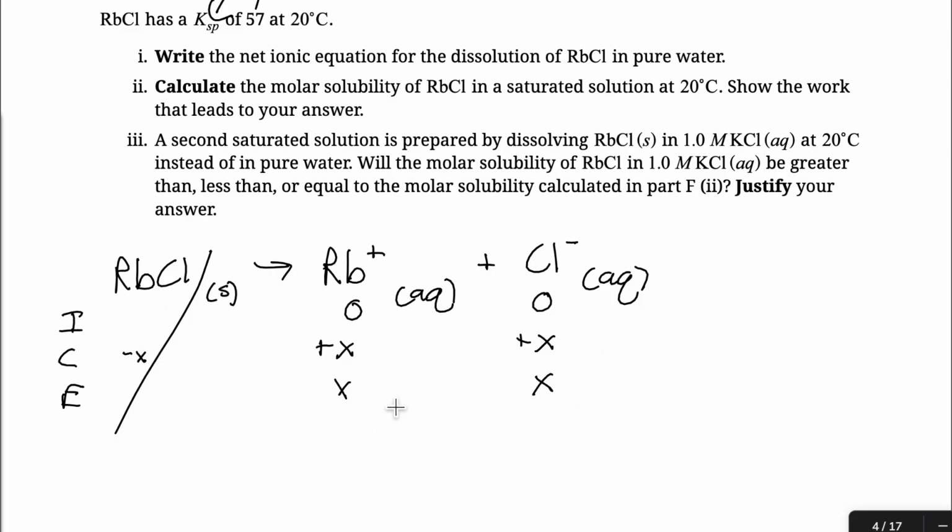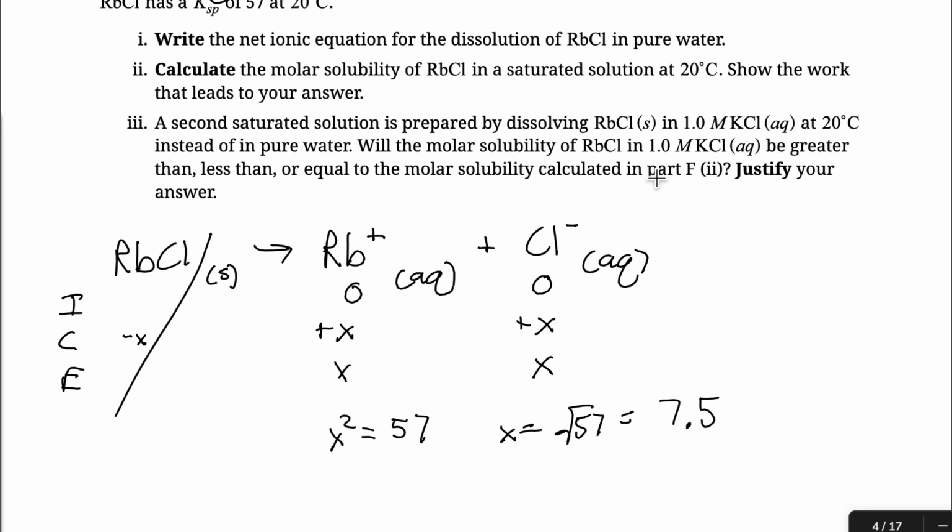So setting up our equilibrium, we have x times x, which is x squared, equals our KSP, which is 57. So x equals the square root of 57, which is 7.55. Or with sig figs, you can say 7.5. So that's your molar solubility at 20 degrees Celsius.